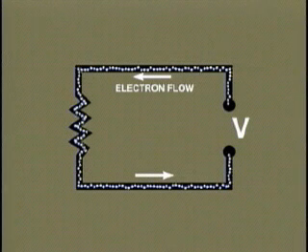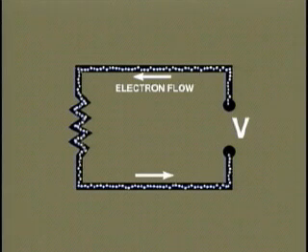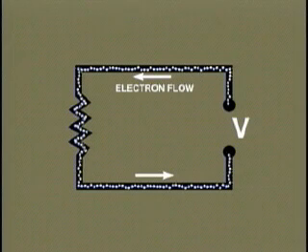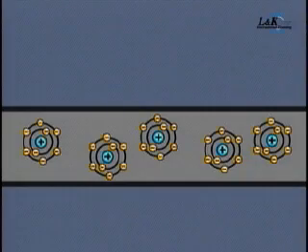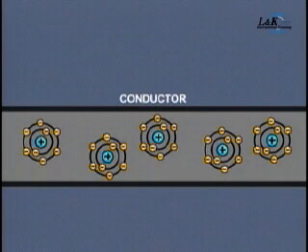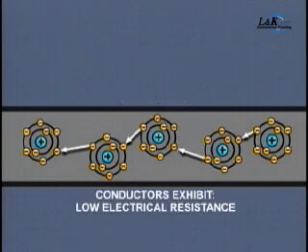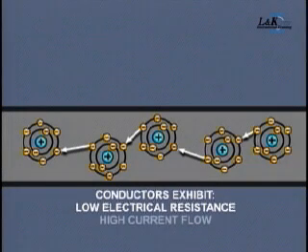In the first segment of this module, we saw how the application of an electromotive force, that is, voltage, forces free electrons to jump from atom to atom and so establish the flow of current through an electric circuit. In certain materials known as conductors, the movement of electrons from atom to atom is fairly easy to achieve, as the electrons are quite loosely bound to their respective atoms. These conductors exhibit a low electrical resistance and consequently allow a high current flow when voltage is applied.